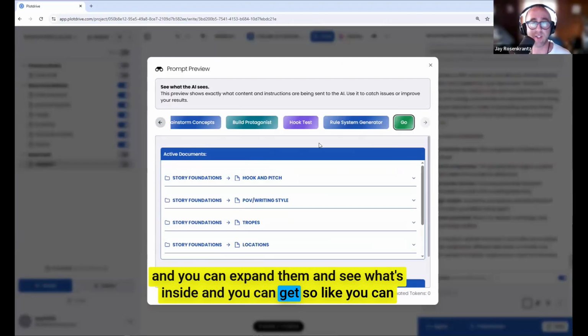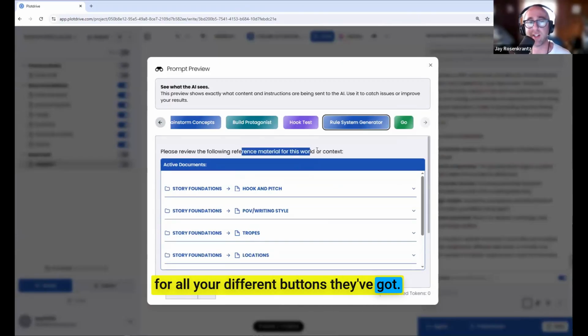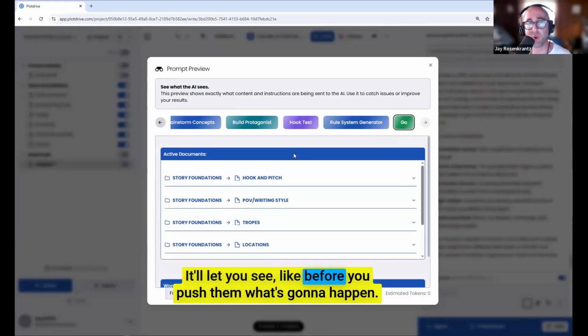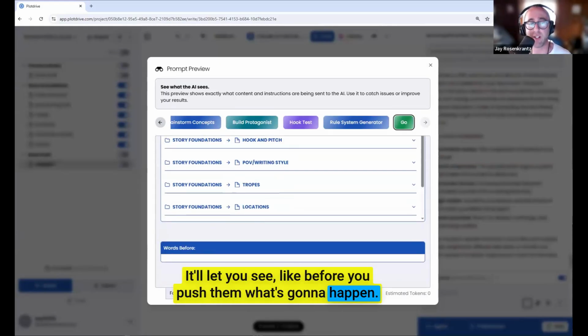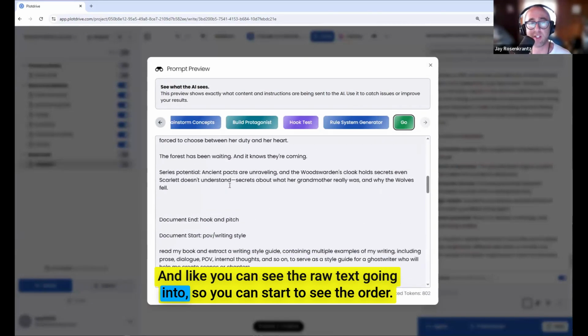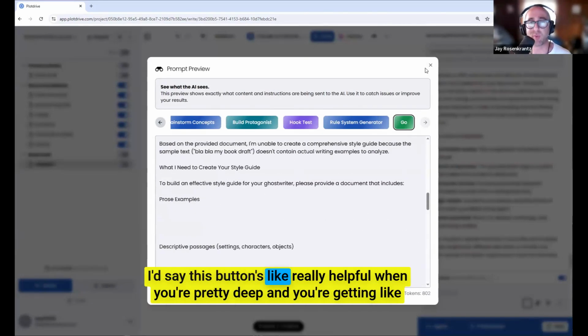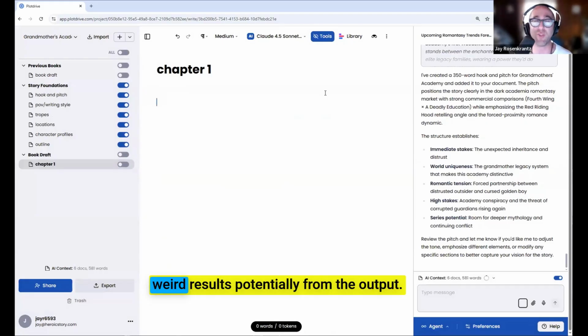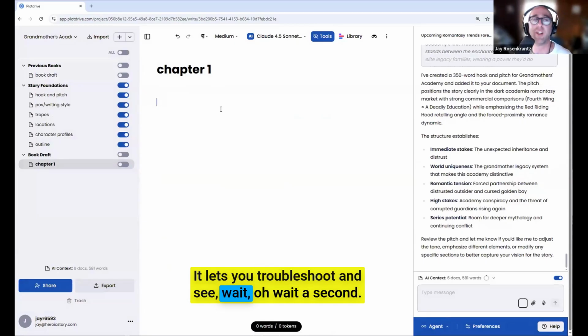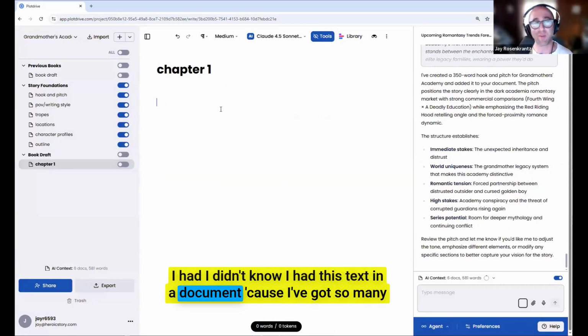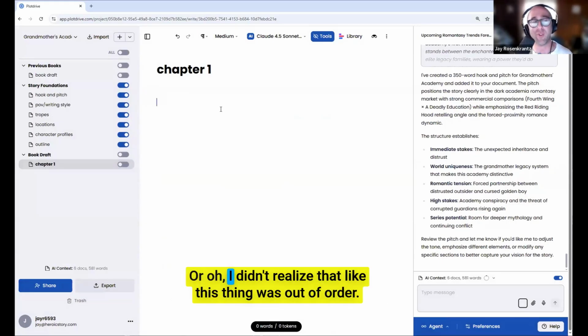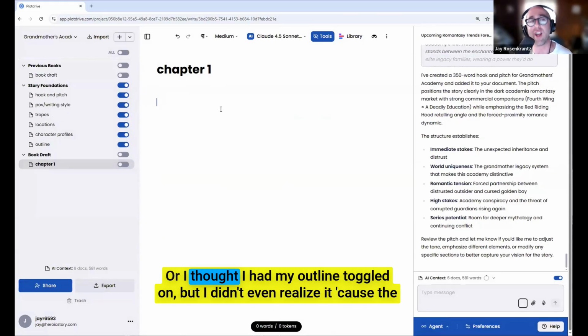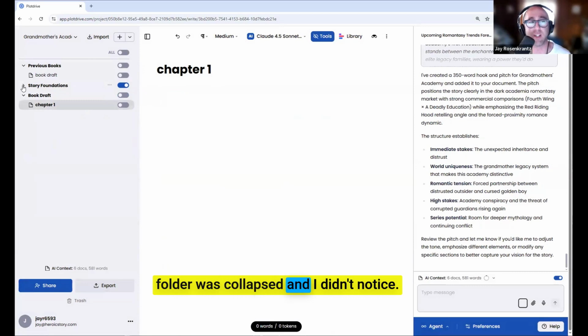For all your different buttons, they've got different prompts in them. It'll let you see before you push them what's going to happen, and you can see the raw text going in, so you can see the order. I'd say this button's really helpful when you're pretty deep and getting weird results from the output. It lets you troubleshoot and see, wait a second, I didn't know I had this text in a document because I've got so many documents I'm working with. Or, I didn't realize this thing was out of order. Or I thought I had my outline toggled on, but I didn't realize it because the folder was collapsed and I didn't notice.